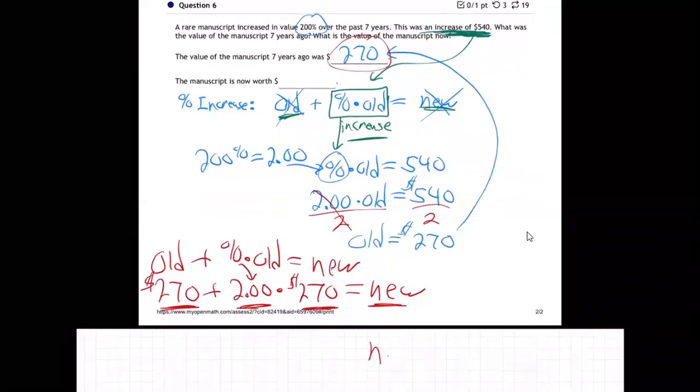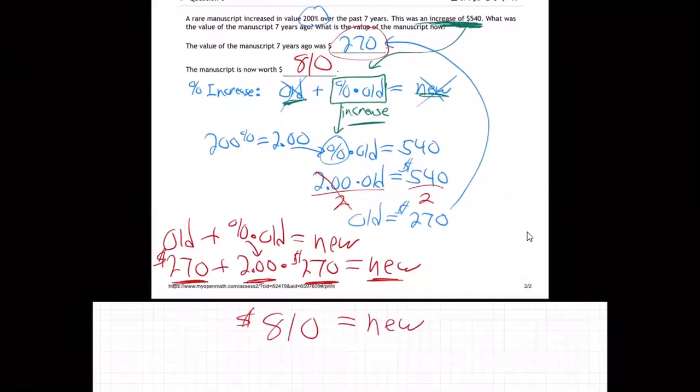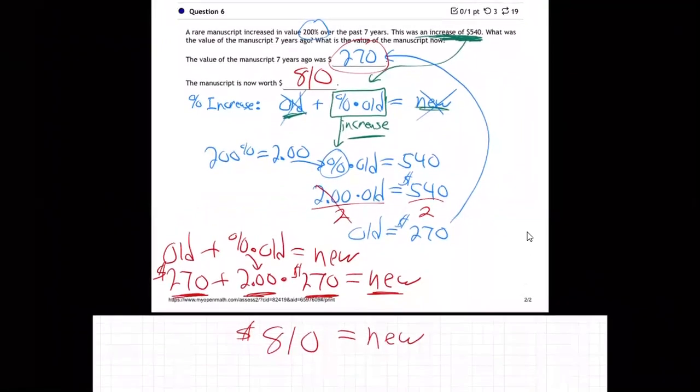So hit the buttons on your calculator, and I think it's going to be $810. Let me double check. Yeah, there it is. So it's now worth $810, is the new price on that one. So there we go. We found the old price 7 years ago. This is the old, this is the new. Found the old price, found the new price.